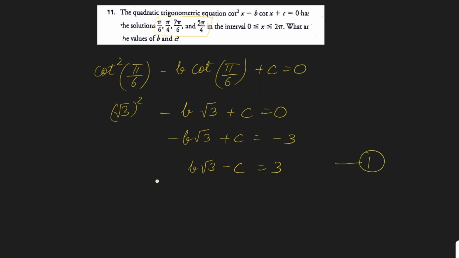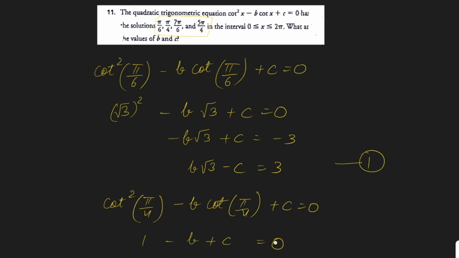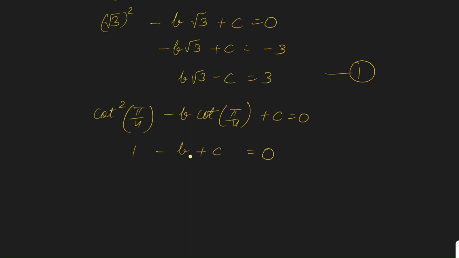Then we can use the next value, which is pi by 4. Same thing, cot square pi by 4 minus b cot pi by 4 plus c equal to 0, and cot pi by 4 is 1, so this will be 1 minus b plus c equal to 0. Then we can simplify this to become minus b plus c as negative 1, or b minus c as positive 1, right? So these are the two equations in b and c that we have.